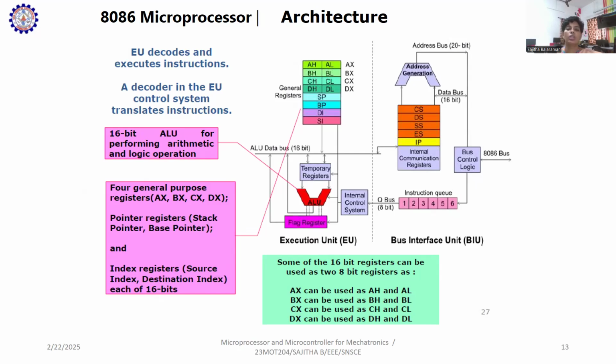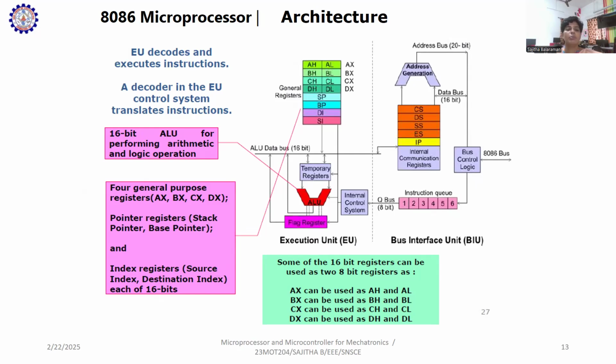Now moving to the EU. The EU is a very important area which helps in executing the instruction. A decoder in the EU control system translates the instruction. Why? Because when the instructions are fetched from the memory, they are stored in the form of binaries, that is zeros and ones. This has to be decoded in such a manner that the instruction can be executed in the microprocessor. So the decoder in the execution unit translates all the instructions.